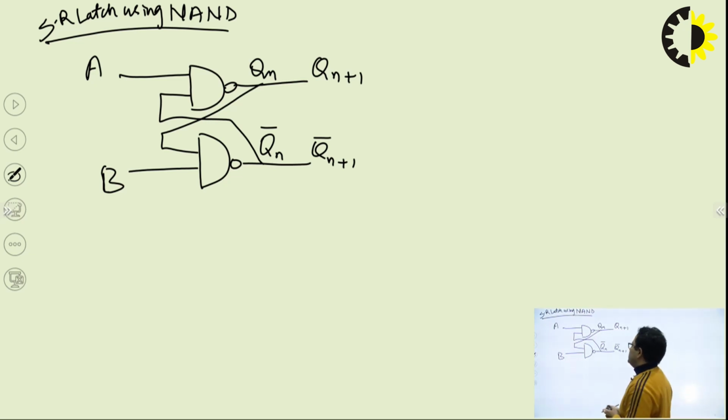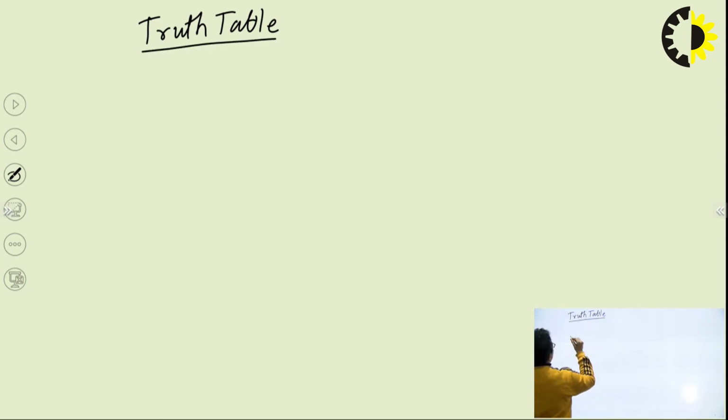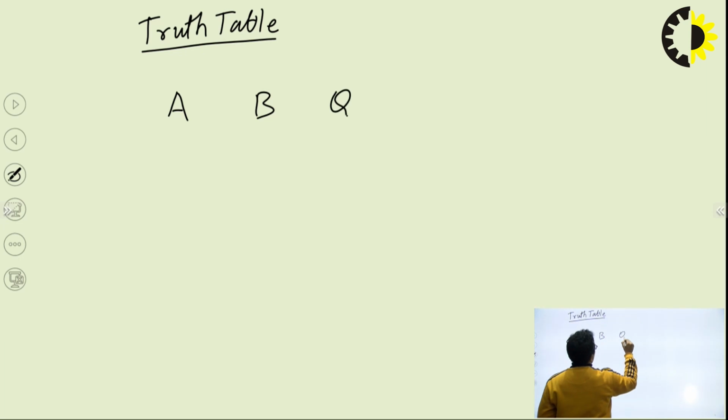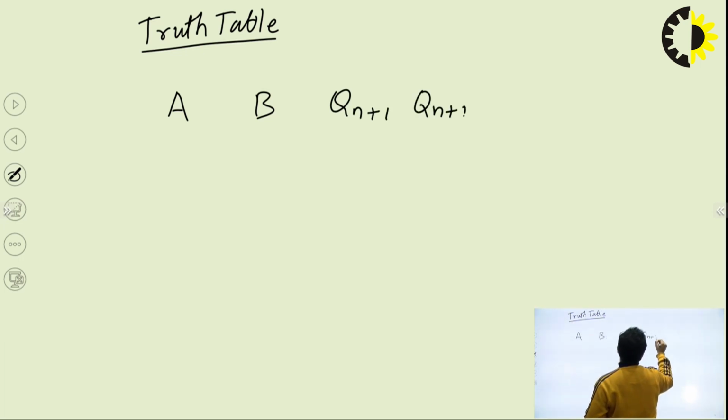Now again we will see the truth table for SR latch using NAND gate. So we are having two terminals A, B. We are having output as Qn plus 1, another as Qn plus 1 complement, and the state.